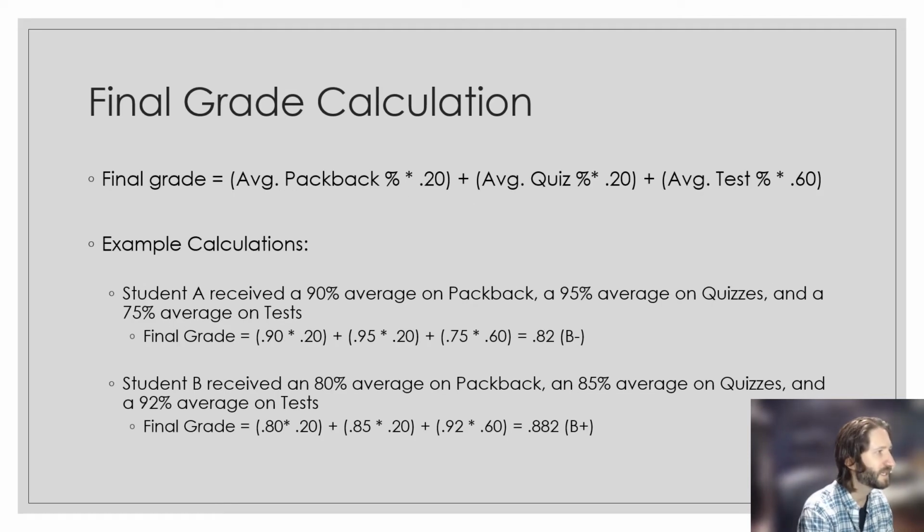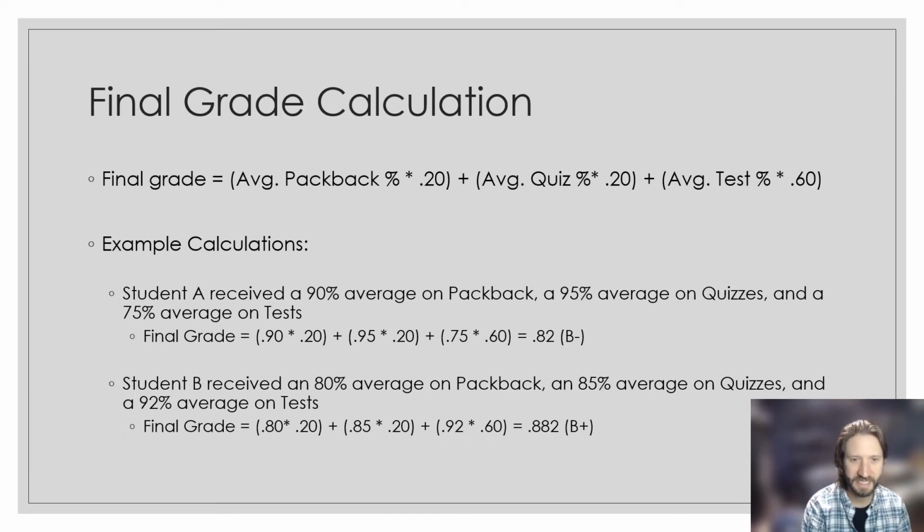So your final grade is equal to your average packback percent times 0.20, the average quiz percent times 0.20, and then your average test times 0.60, and we add those together. So here are some example calculations. Let's say student A received a 90% average on packback, a 95% average on quizzes, and a 75% average on tests. If you multiply those out, that comes to a 0.82, and that gives them a B minus.